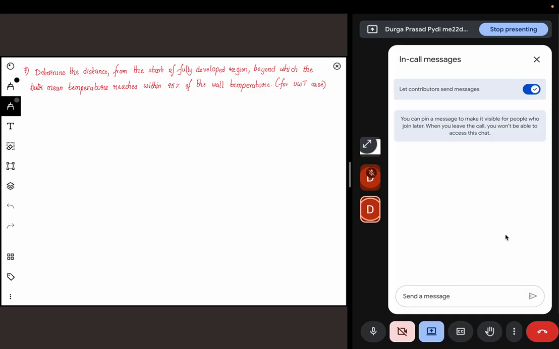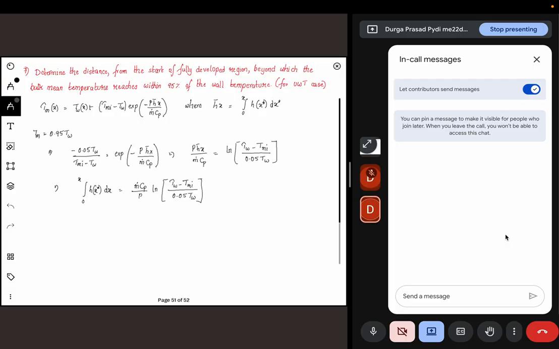The next one is again based on the relation that we've derived previously. For a uniform wall temperature case, the mean temperature of the fluid will keep on increasing from the inlet temperature in a particular form that we have already derived. So as per this relation, what is the distance beyond which it will reach 95% of the wall temperature? You have to just substitute that value here, and then you'll be able to come up with the equation.